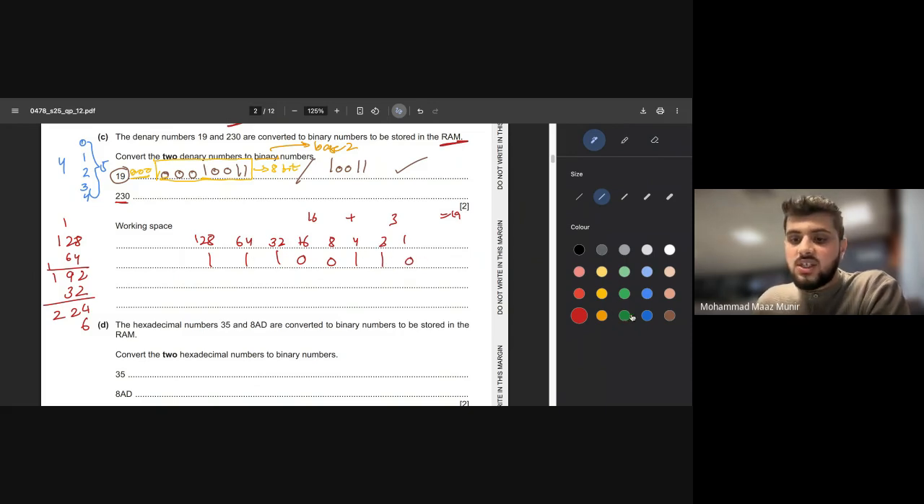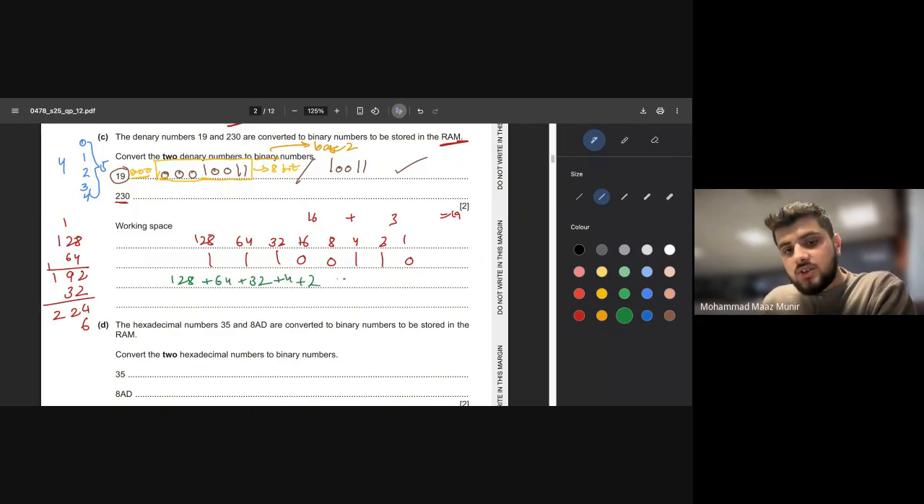Now if I add all these values, 128 plus 64 plus 32 plus 4 plus 2, you see that I get a perfect answer of 230. You can add them on your calculators too. And this proves why the binary value for this specific denary is 11100110. And this is your answer.